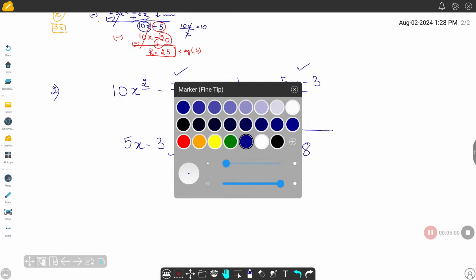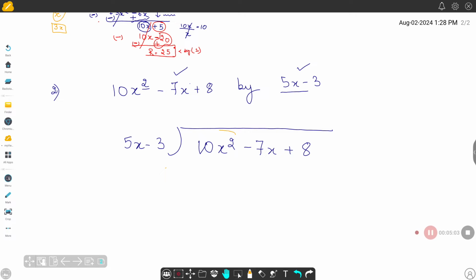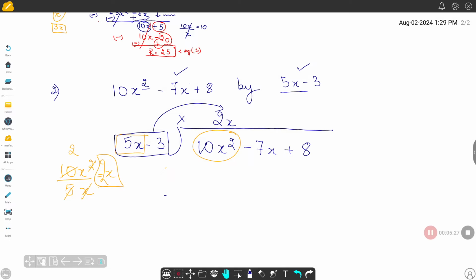Pick the first term, that is 10x square, of the dividend, and then pick the first term of the divisor, 5x. So this will become 2 and x. So 2x will be the quotient. And now multiply the whole divisor by the quotient, that is 2x. So 5x into 2x is 10x square, and then minus 3 into 2x is minus 6x.